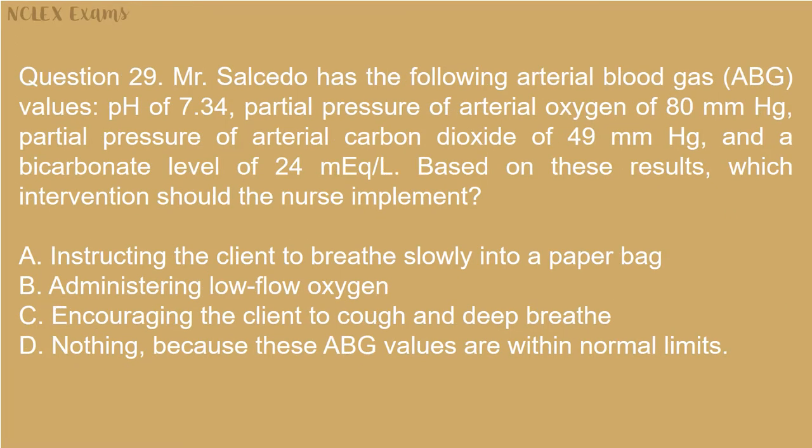Question 29. Mr. Salcedo has the following arterial blood gas, ABG, values: pH of 7.34, partial pressure of arterial oxygen of 80 mm Hg, partial pressure of arterial carbon dioxide of 49 mm Hg, and a bicarbonate level of 24 mEq/L. Based on these results, which intervention should the nurse implement? A. Instructing the client to breathe slowly into a paper bag. B. Administering low-flow oxygen. C. Encouraging the client to cough and deep breathe. D. Nothing, because these ABG values are within normal limits.